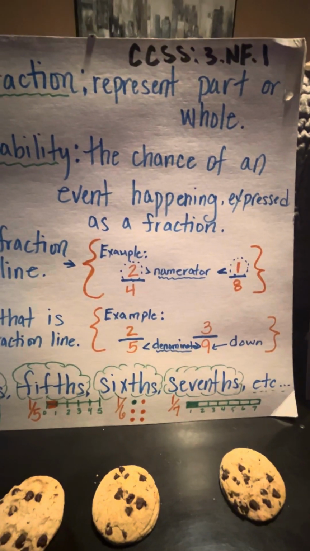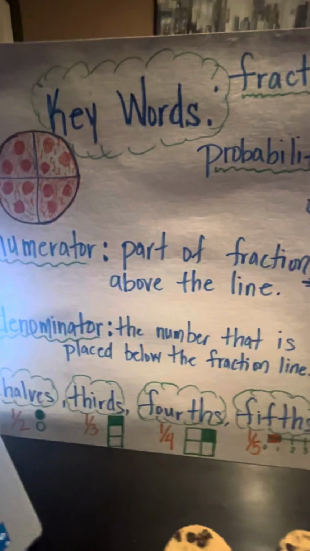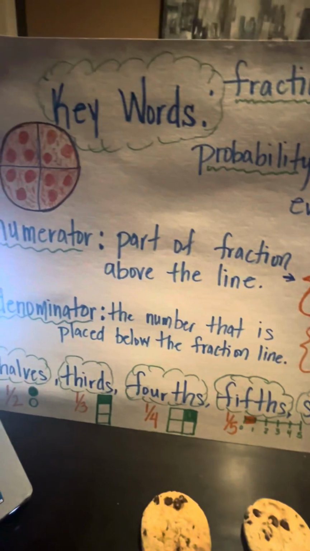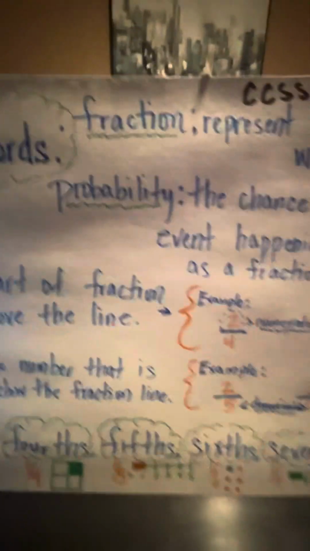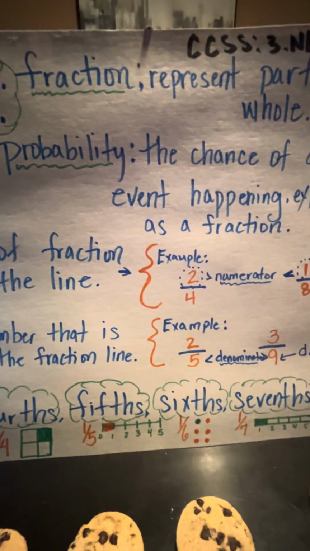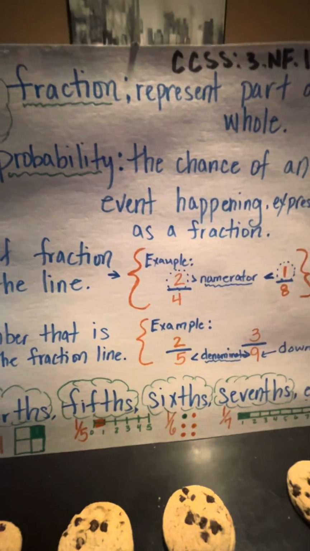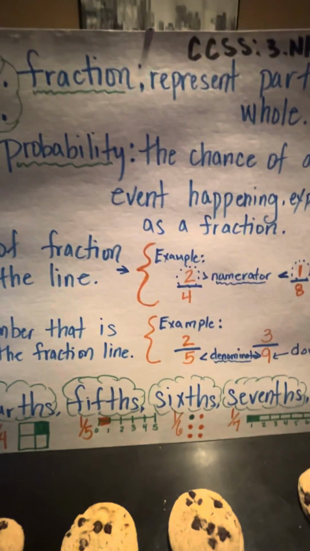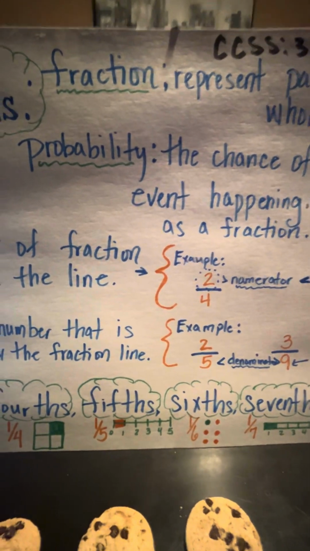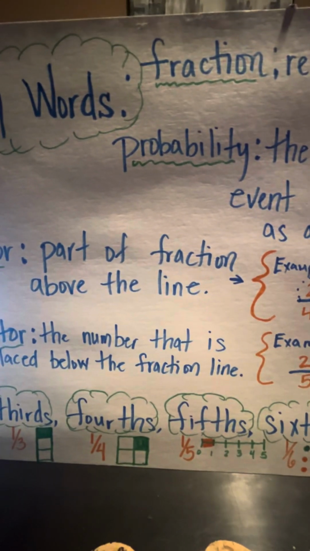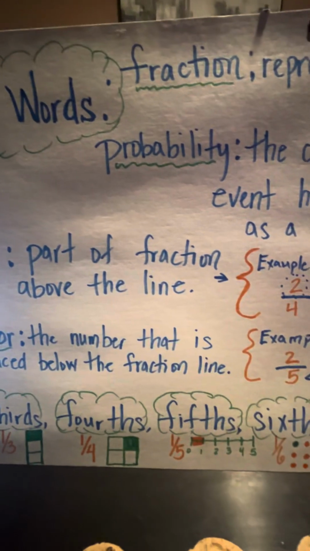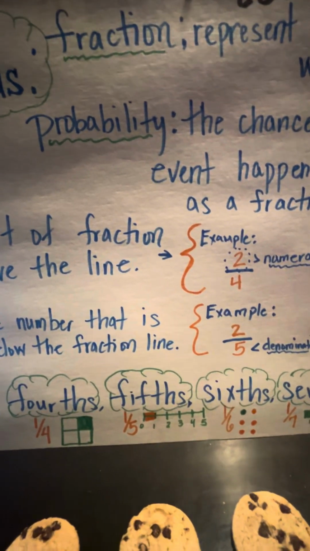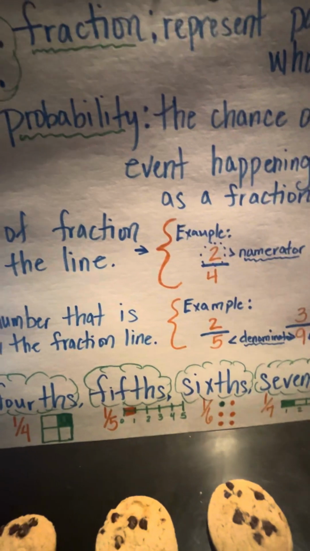Then we discuss denominator, another key word. The denominator is the number that is placed below the fraction line. So what is the fraction line? I talk to my students. What do you think the fraction line is? Take 1 minute and talk amongst your partner. Then I would call on someone to come up and tell me where they think the fraction line is.